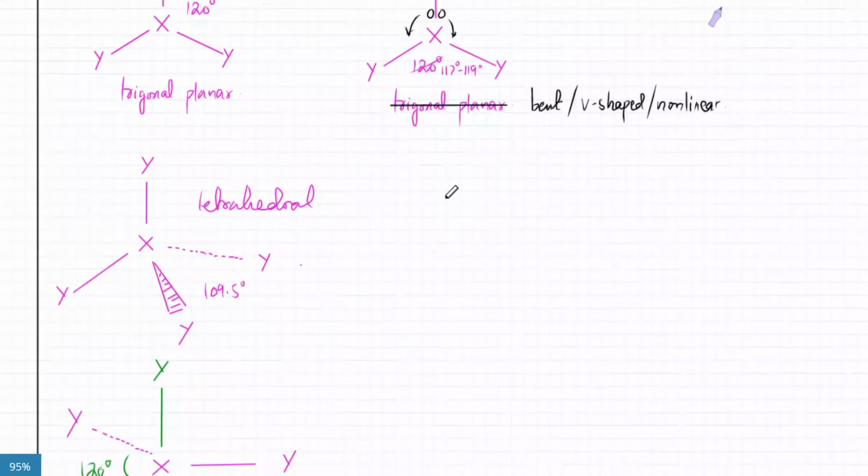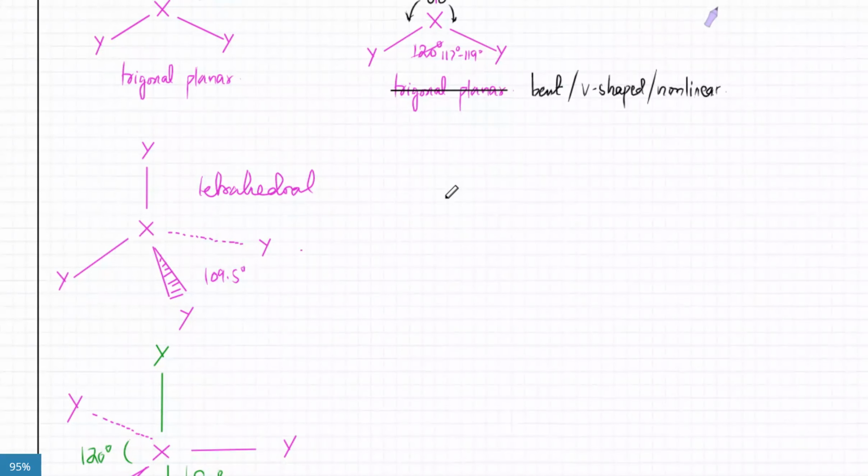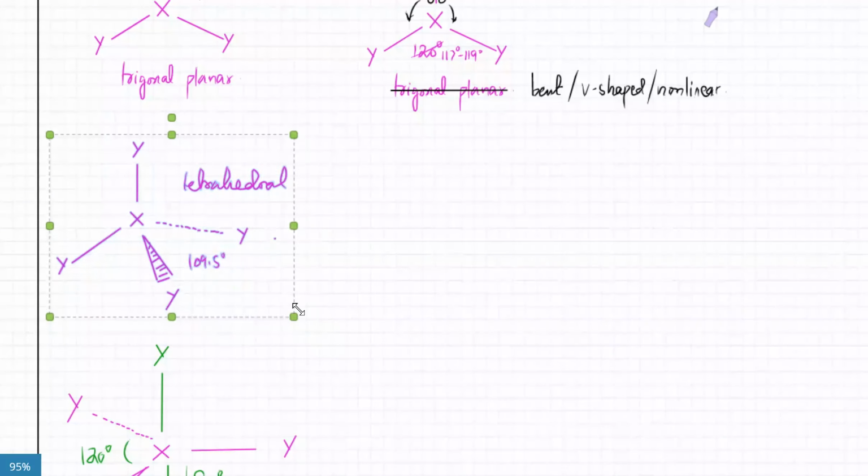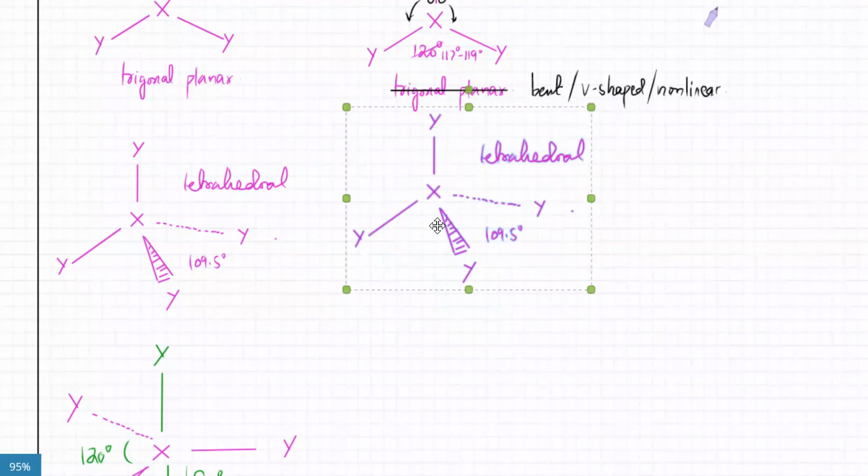Next one is the tetrahedral shape, which is going to have many different versions as well. Remember, if you have 4 pairs of electrons, bond pair, bond pair, bond pair, they're going to be as far away from each other as possible. So it's going to be a tetrahedral arrangement and the angle would be 109.5. But you don't always have bonds. Sometimes what will happen is, this one is going to have 3 different versions. Let me just shrink it a bit. So let's say this is the first one.